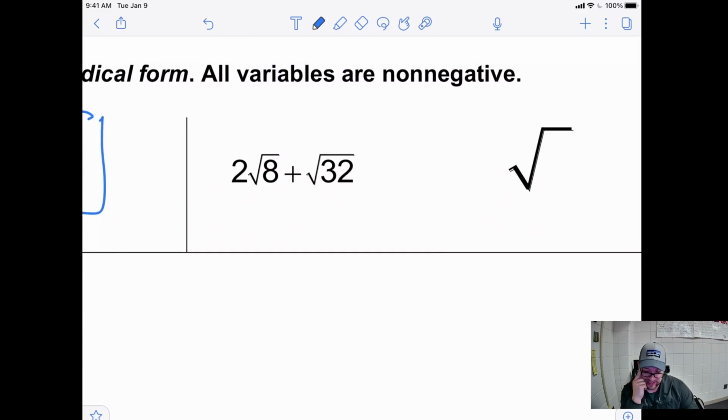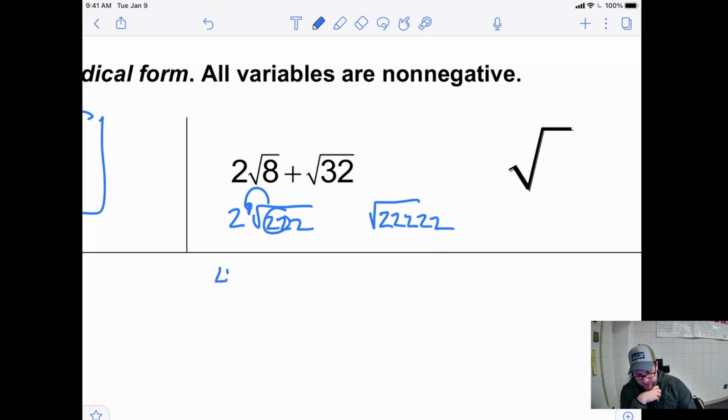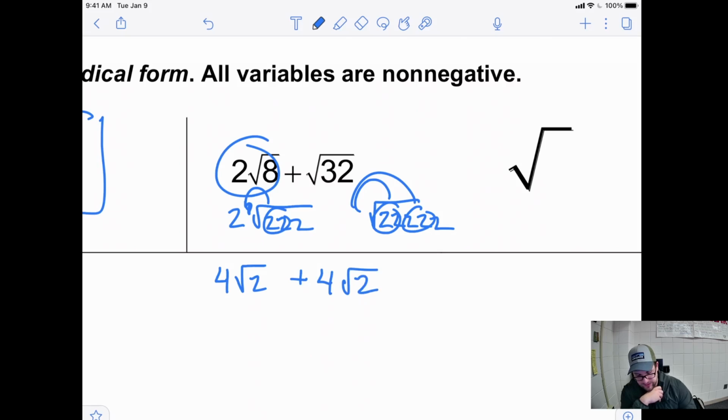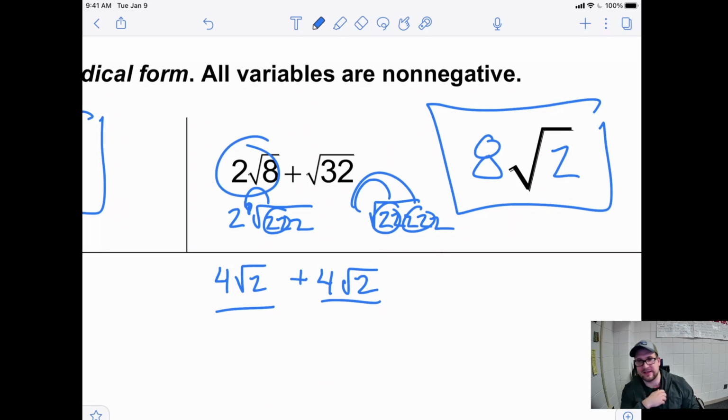Last but not least, here it is, ready? 2 square roots of 8 plus the square root of 32. Now, I know that 8 is really 2 times 2 times 2. And I also know that 32 is 2, 2, 2, 2, 2. 2 are the same, pull 1 out. So this is going to be 4 square roots of 2 is what this turns into. 32, pull out a 2, pull out a 2, is going to also be 4 square roots of 2. Like radicals, let's add them together. 4 plus 4 is 8. And when we add, the inside number does not change.